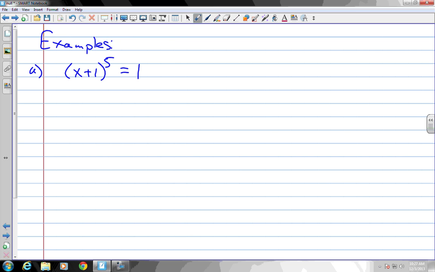Am I going to need plus or minus here? No, because of the odd power. So just take the fifth root of both sides. They'll give you x plus 1 equals the fifth root of 1. And what is the fifth root of 1? 1. So then the whole thing just comes down to x plus 1 equals 1. So then x equals 0.